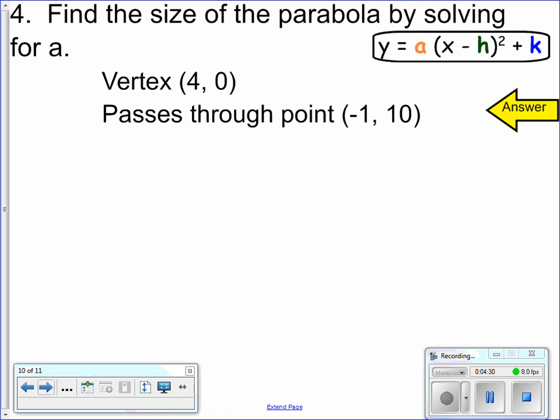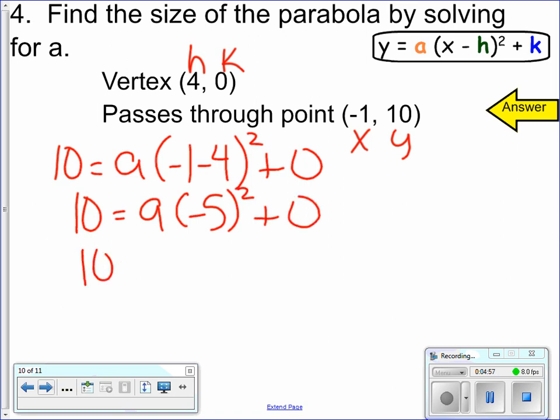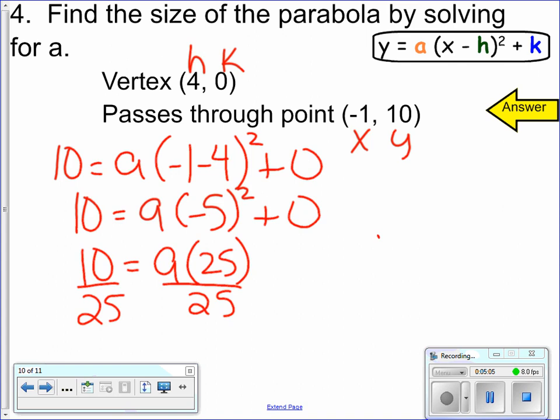In this one, we're going to find the size of the parabola by solving for a. So I'm going to plug into my equation what I know. So this is h, this is k, this is x, this is y. So 10 equals, I need a, so I'm going to keep a, times negative 1 minus 4 squared plus 0. 10 equals a times negative 5 squared plus 0. So 10 equals a times 25. Divide both sides by 25, and I get a is equal to 2/5.